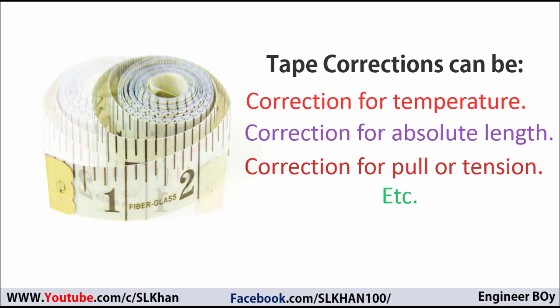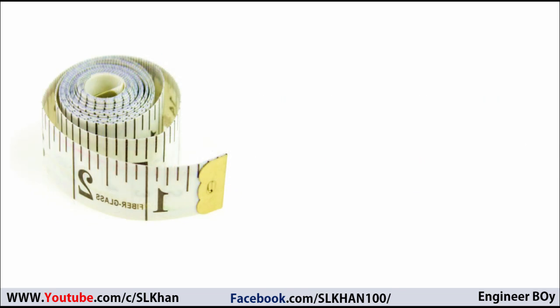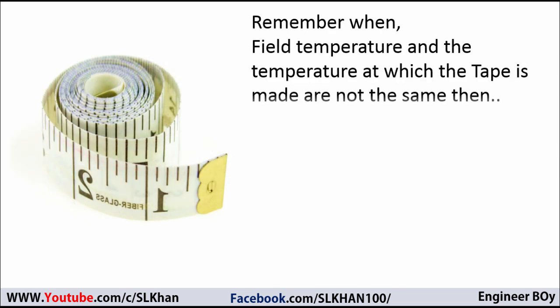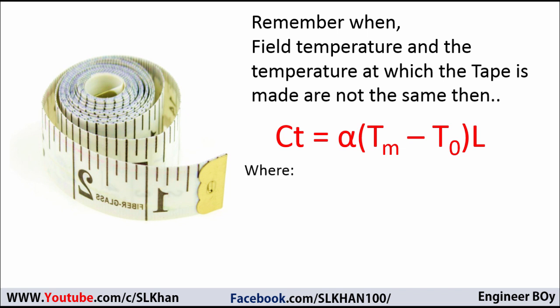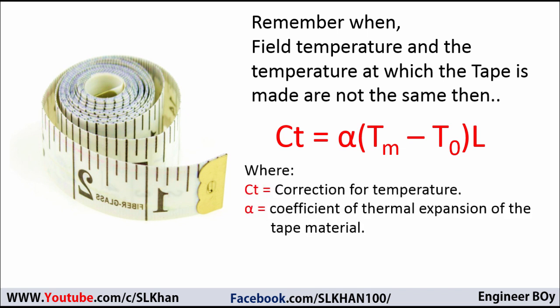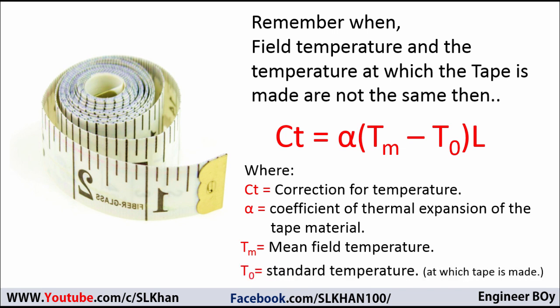Remember, if the tape is used at field temperature different from the standard temperature, then the temperature correction to the measured length can be Ct equals alpha times (Tm minus T0) times L, where Ct equals correction for temperature, alpha is the coefficient of thermal expansion of the tape material, Tm is the mean field temperature, and T0 represents the standard temperature at which the tape was manufactured.